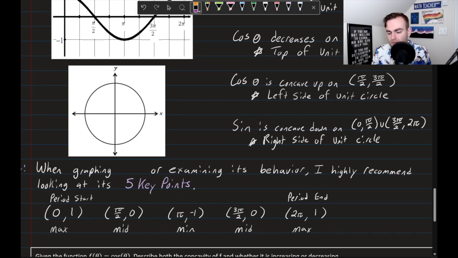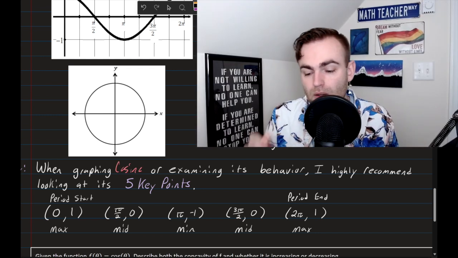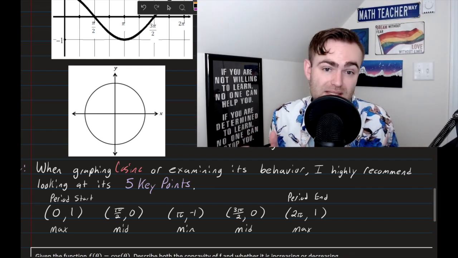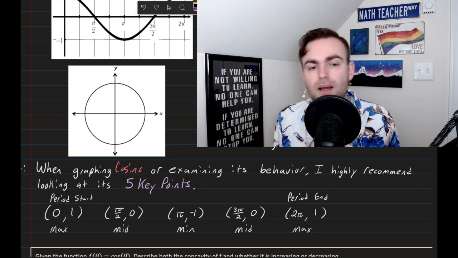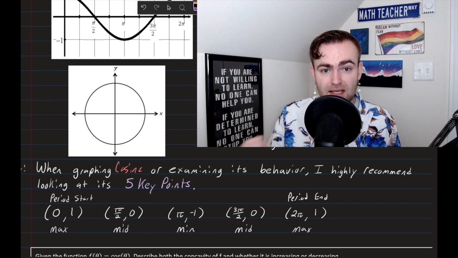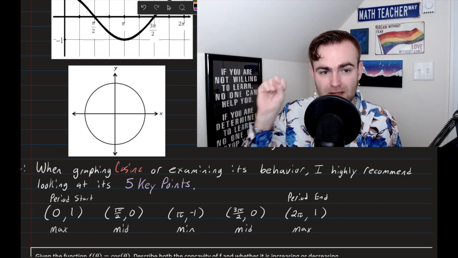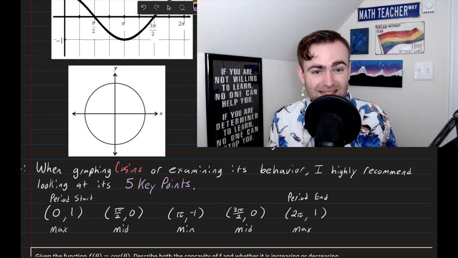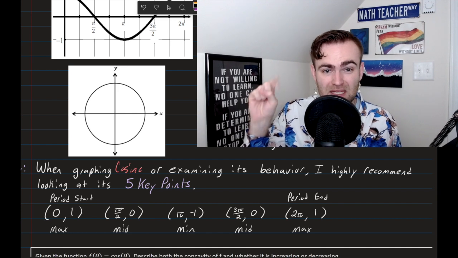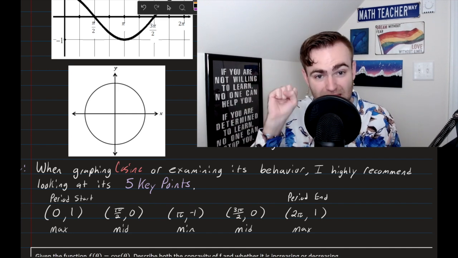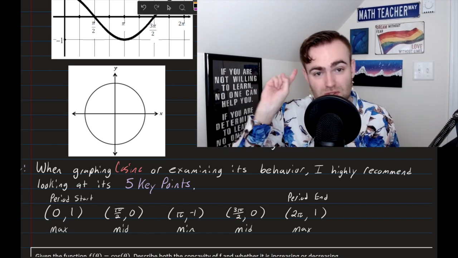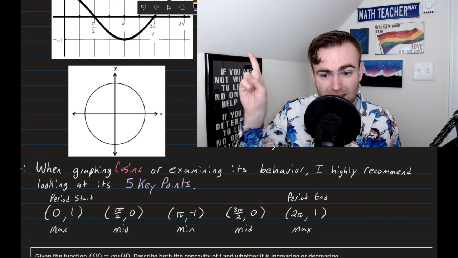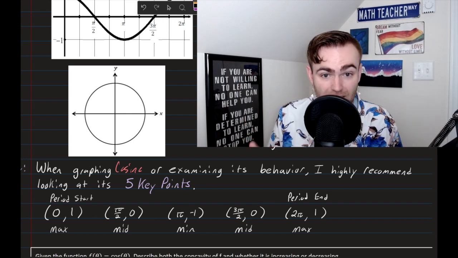Now, cosine. When graphing cosine, we also have key points that we can use, and I highly recommend them. Recall, sine was mid, up, mid, down, mid. Cosine is up, mid, down, mid, up. So again, you can't go to the top or bottom without going to the mid first. So it starts up, mid, down, mid, up. So it's starting up and ending up.